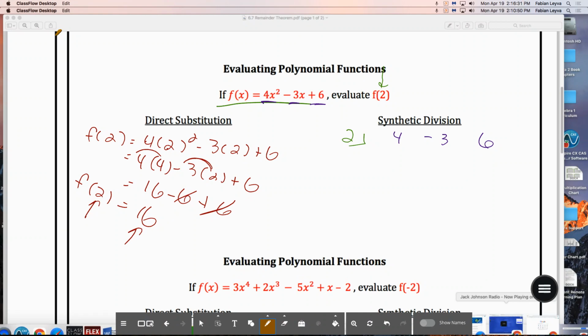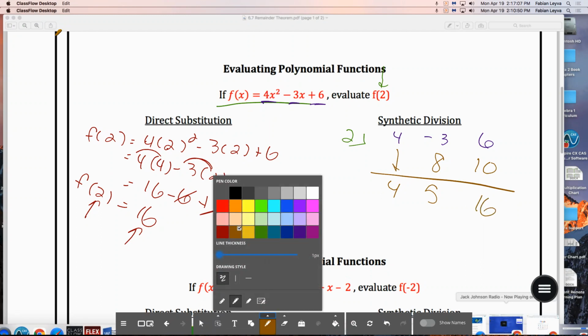Now we have to do the actual math. Remember, the first thing you want to do is bring down your first coefficient, kind of as a starting point. I call this the multiplier because anything underneath, you multiply by your multiplier. 2 times 4 is 8. Does anybody remember what you do above the line? You add. Negative 3 plus 8 is 5. And then you just repeat the process. You multiply below the line. 2 times 5 is 10. Now 6 plus 10 is 16.